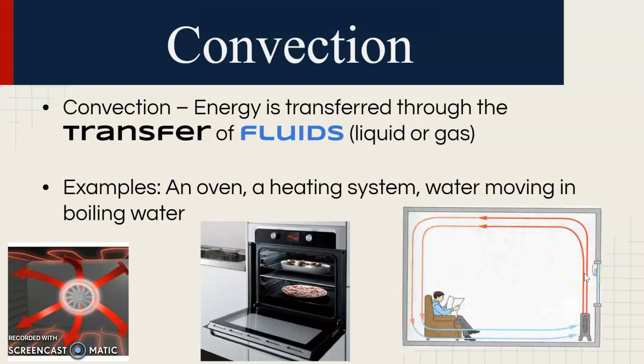The molecules become less dense and they rise. And then as they get away from the heat source, they eventually cool down. And as they cool, the molecules become more tightly packed, become more dense, and then sink back down. And it goes in this circular pattern, and that is convection. That is called a convection current. So it's heat transfer through the movement of a fluid.